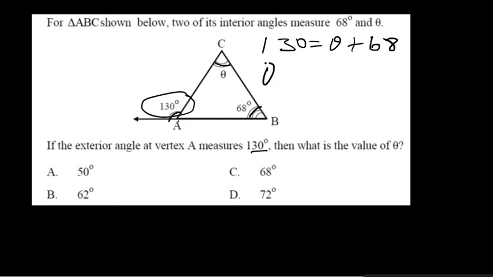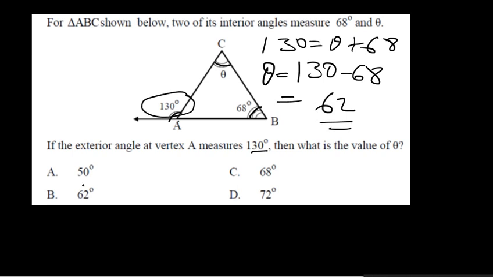So to get theta, we need to reshuffle, bring the 68 here, and it will be subtracted. 130 minus 68. When you subtract, it's going to be 62. So the answer is 62, which is found in C.